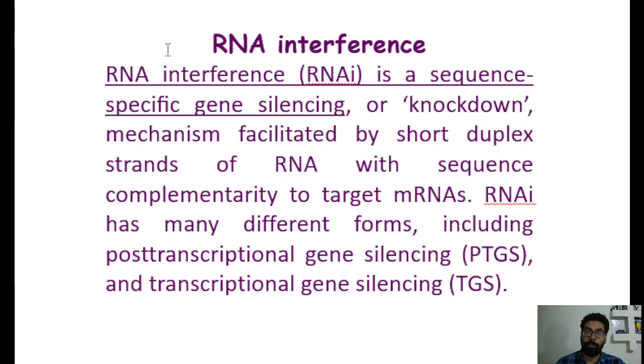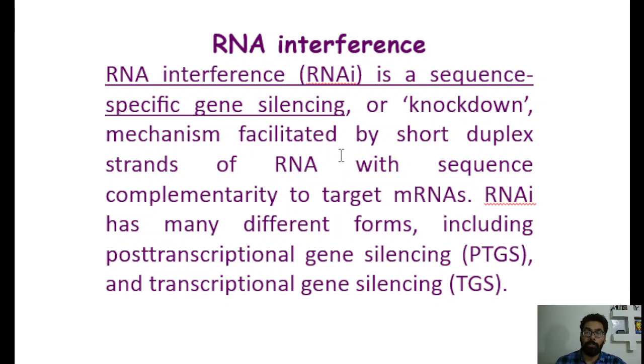So one of the main gene silencing tools in the living system is RNA interference. So what is RNA interference? As I already told, in the central dogma, for any gene to perform its function, it has to first transcribe into RNA, then translate into protein. So in RNA interference, what is happening? A specific sequence of genes gets silenced or knocked down by the production of short duplex strands.